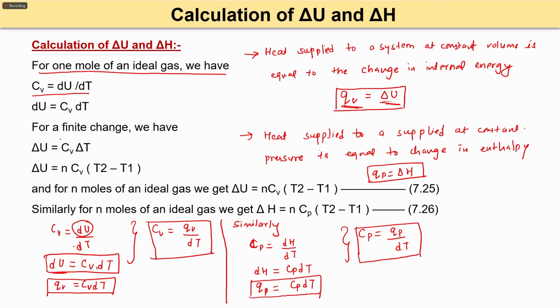Let us come here. For a finite change, here we were considering 1 mole of gas. Now let us consider n moles of gas, and the temperature is changing from T1 to T2. Delta T will become T2 minus T1. So for n moles of an ideal gas, what will we get? Delta U will be n Cv (T2 minus T1). This expression is for 1 mole of ideal gas.